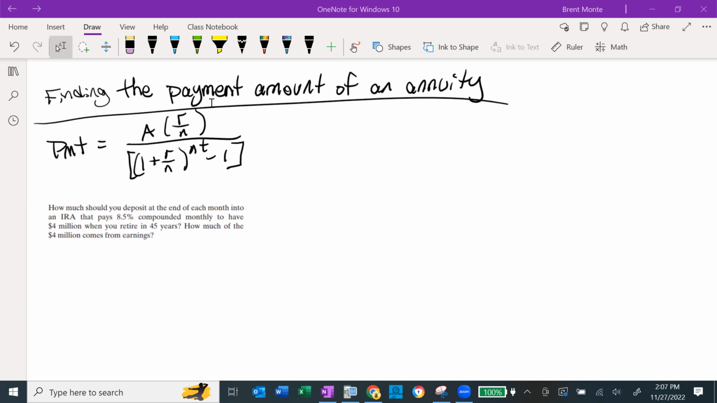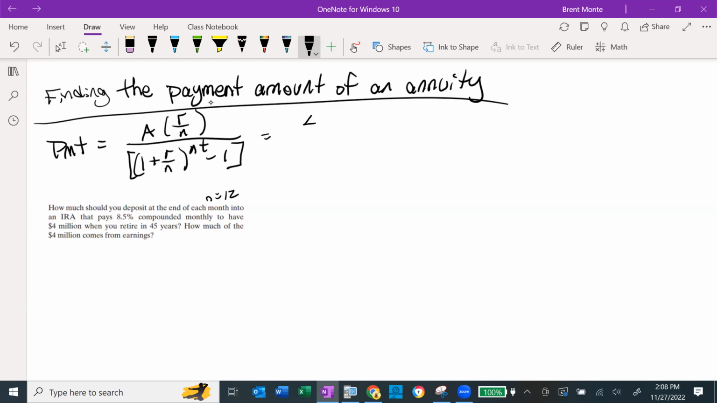It says, how much should you deposit at the end of each month? So N equals 12. Into an IRA that pays 8.5% compounded monthly to have $4 million when you retire in 45 years. And how much of the 4 million comes from earnings? Okay, so we're going to use this formula. We're going to plug things in. I'll show you how to do it on the calculator.